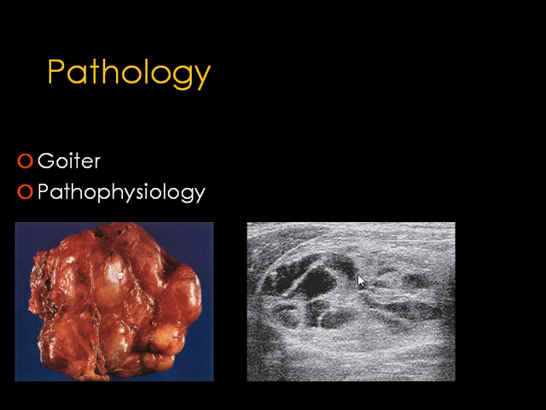Then let us go to the pathology of the thyroid gland, and we will begin with a goiter. Any form of thyroid enlargement is called a goiter. It is the most common thyroid abnormality.